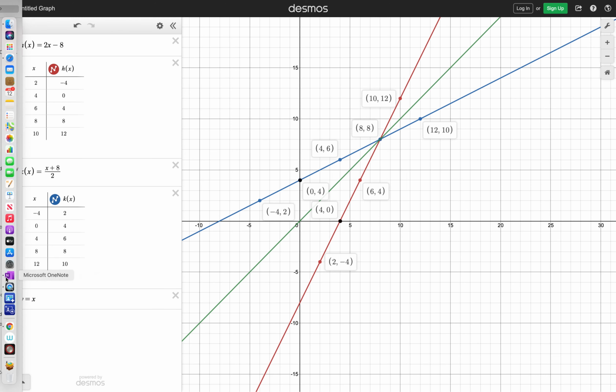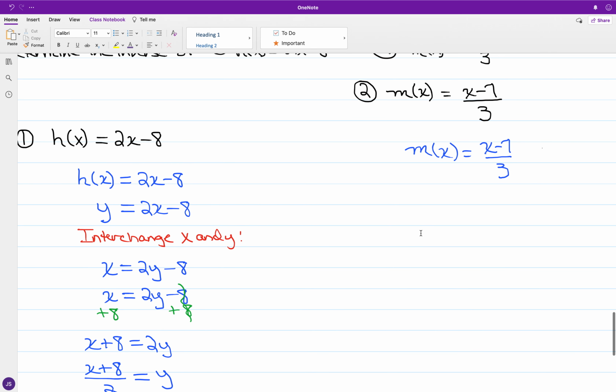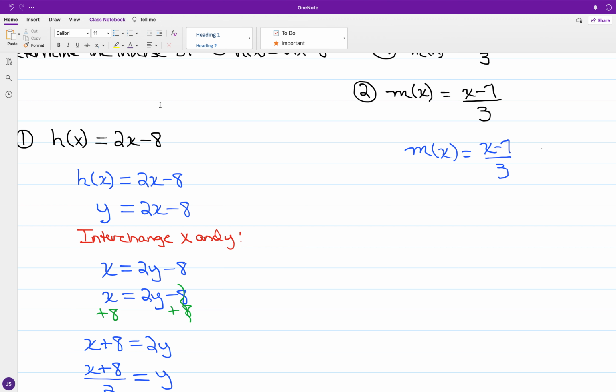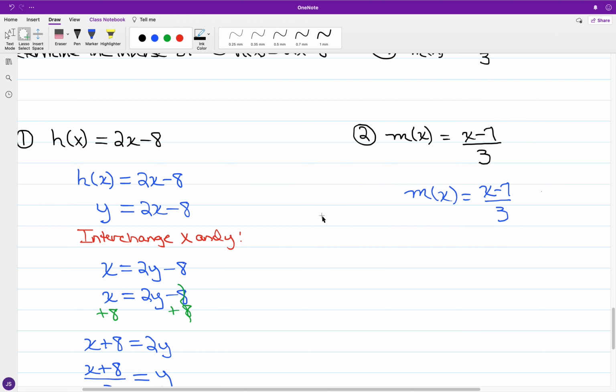All right, now for the second function, we've got m of x is equal to x minus 7 all over 3. And again, just like h of x, m of x is a functional notation for what we say is y. So you have y is equal to x minus 7 all over 3.